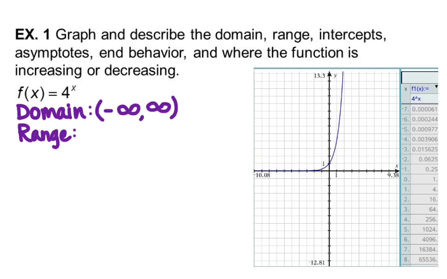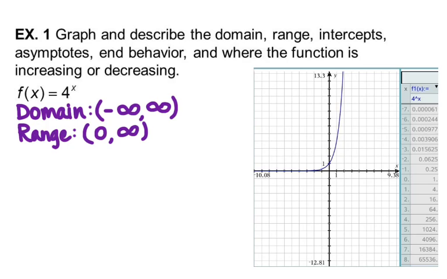Then the range is the y values, so from bottom to top. The lowest y value is going to be that this graph is getting closer and closer to 0. Wherever that horizontal asymptote is, that's what the graph is getting closer and closer to, and that's where the range is going to start. And then this graph is going to continue going up infinitely, so the range will be from 0 to positive infinity.